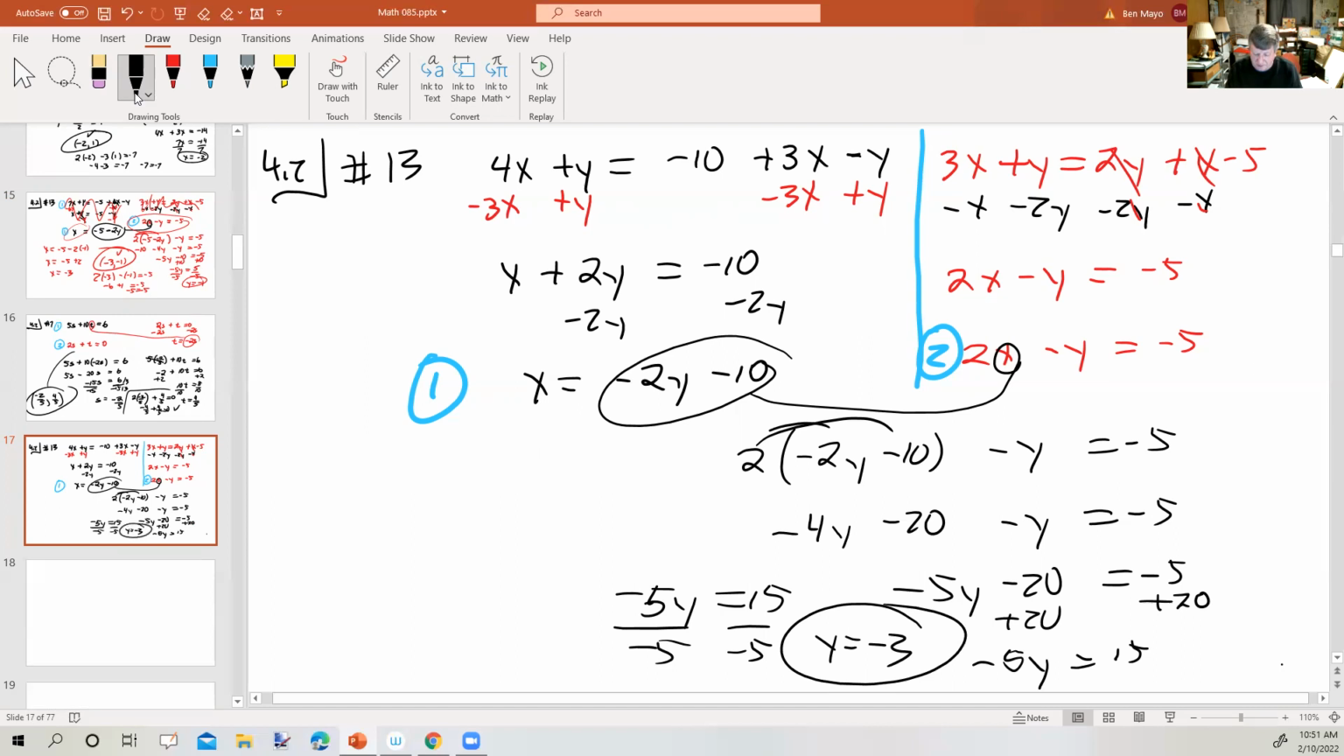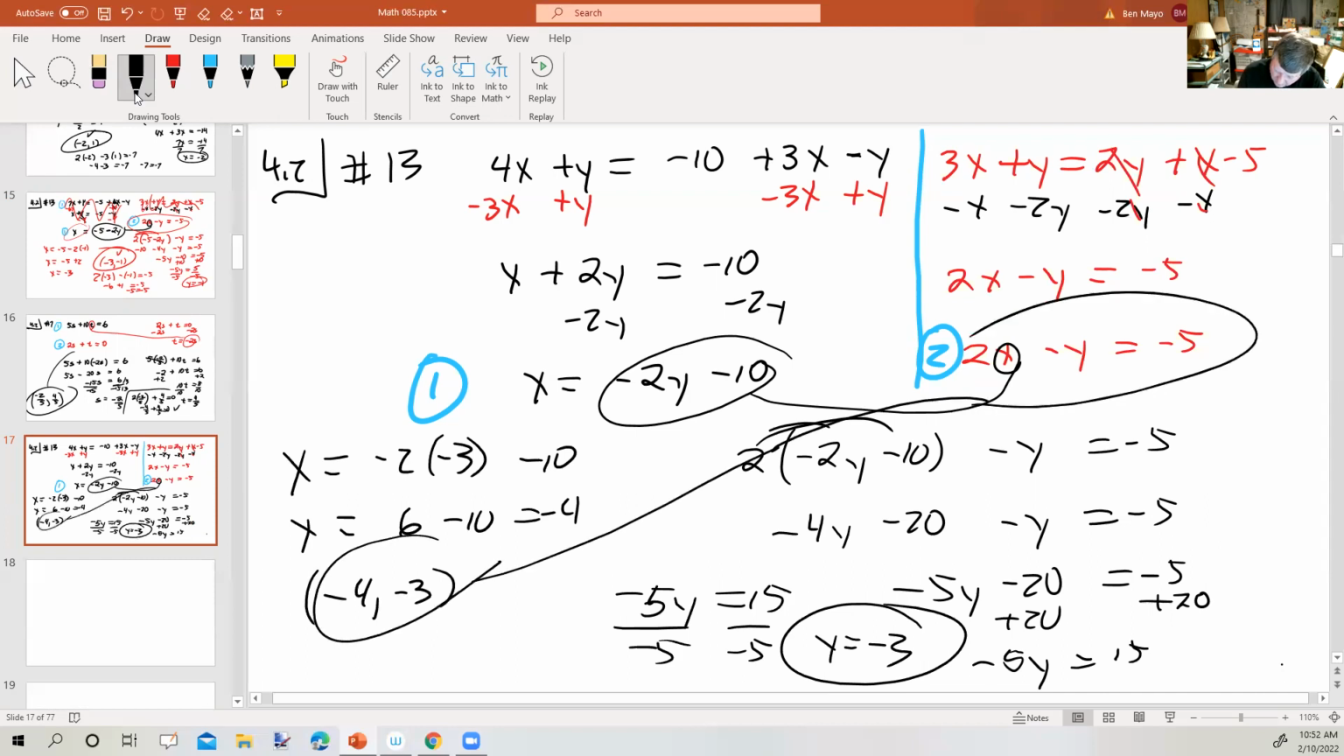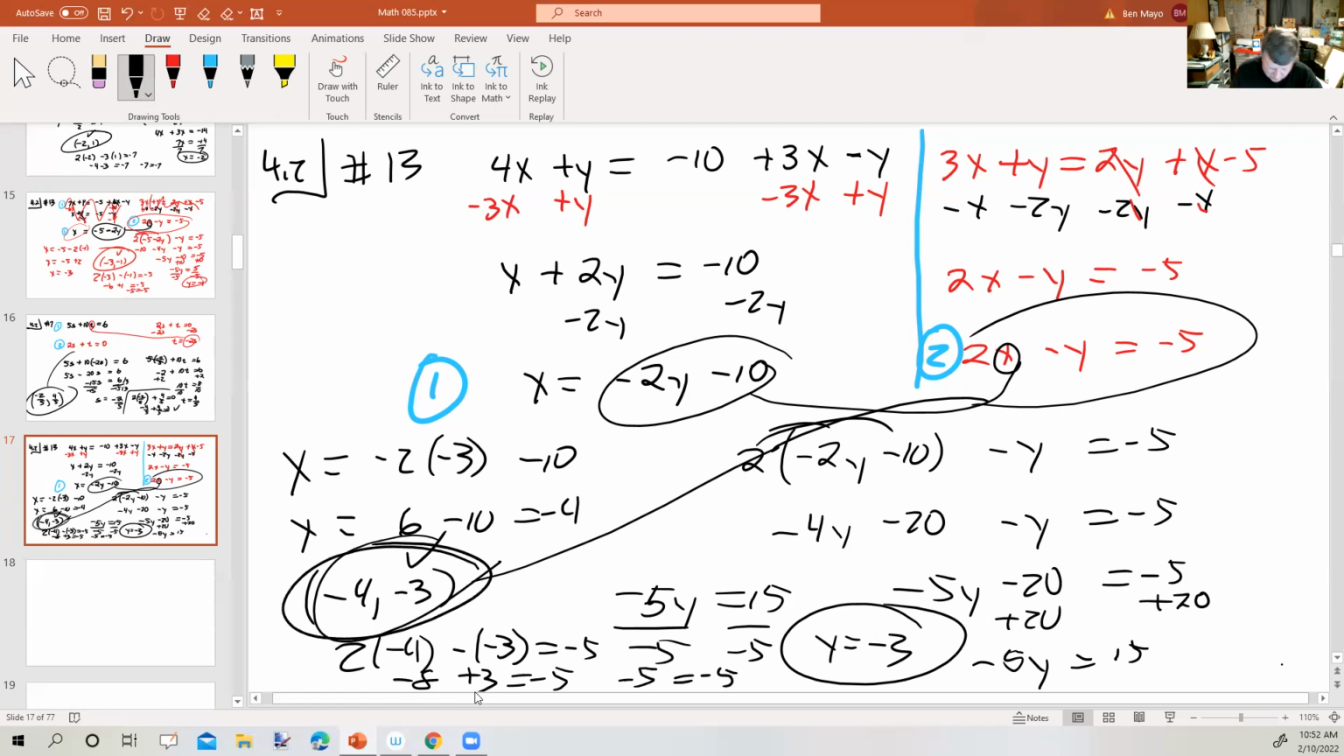So once again, we're going to get a single point solution. All right, let's see. Y equals -3. Let's plug that into equation number 1. X equals -2 times -3 minus 10. X equals 6 minus 10, which is -4. So I've got -4 comma -3, but I'm going to check that in the other original equation. So 2 times x minus y equals -5. -8 plus 3 equals -5. -5 equals -5. It checks.